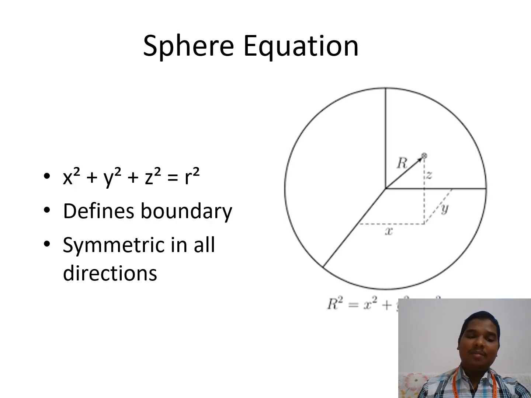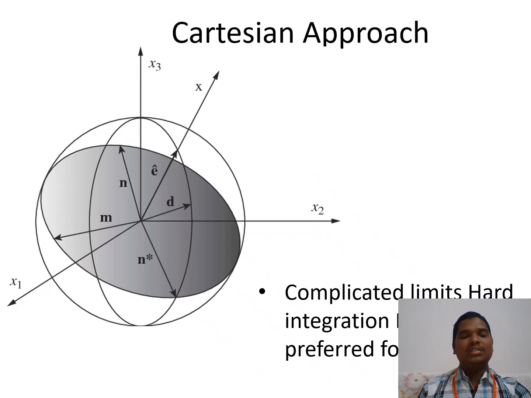Let us now examine how this problem looks in Cartesian coordinates. Cartesian approach. In Cartesian coordinates, we integrate with respect to x, y, and z. However, the limits of integration become very complicated. The integration is hard and lengthy, so this method is not preferred for spheres. Due to this difficulty, we try another coordinate system.